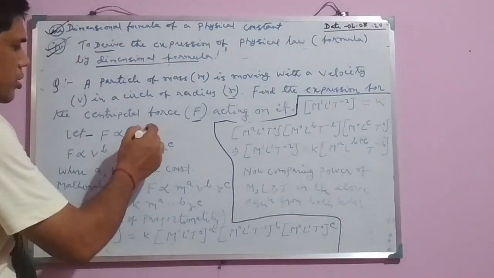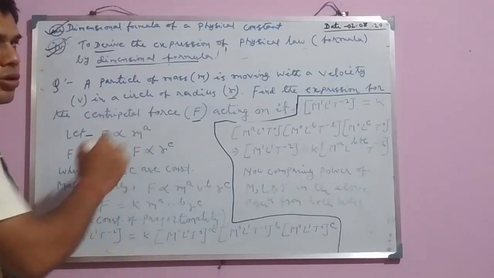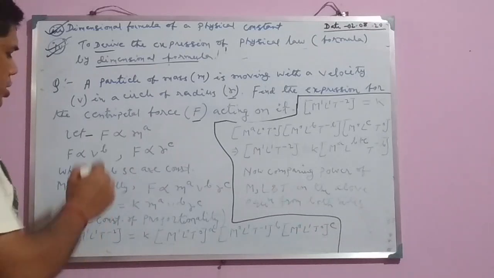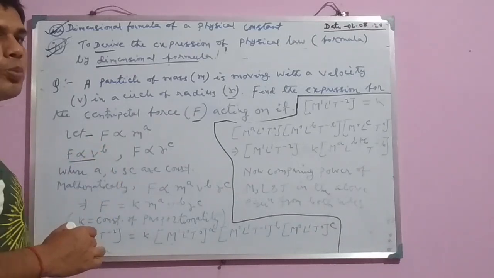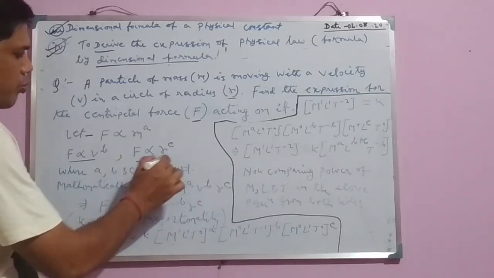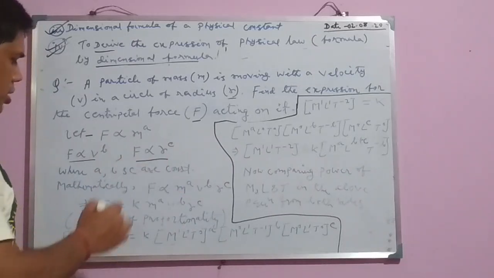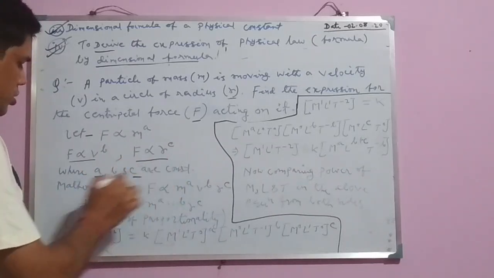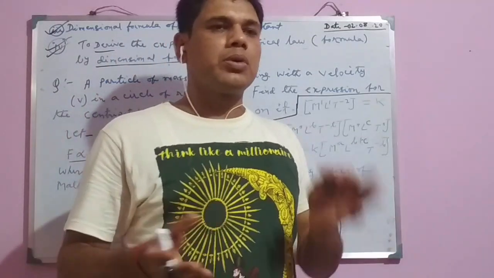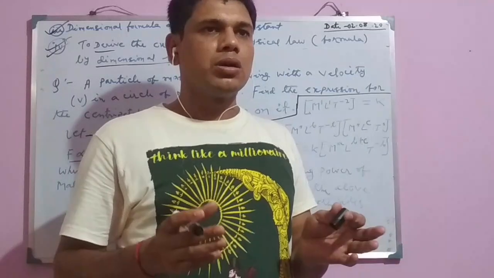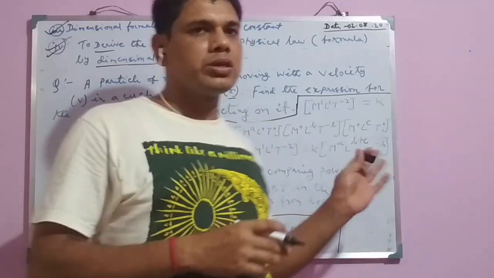We are considering that F is directly proportional to m to the power a, similarly F is directly proportional to v to the power b, and F is proportional to r to the power c. Here a, b, c are constants. We have to find the value of these constants. After getting their values, we will put them in this equation.